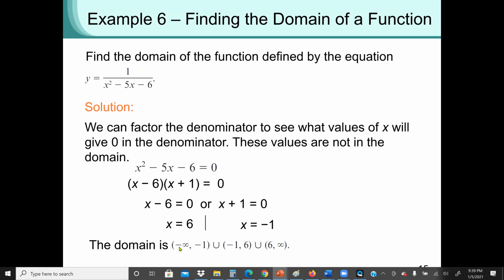So from negative infinity to -1, -1 to 6, and 6 to positive infinity. That will be our range. That will be our domain. This is the x domain.